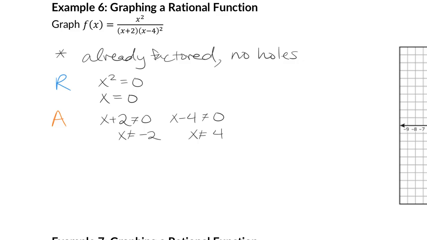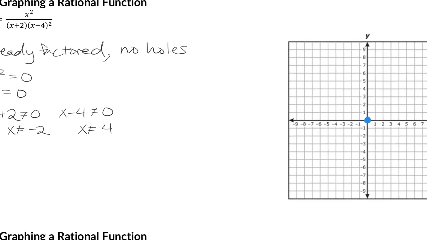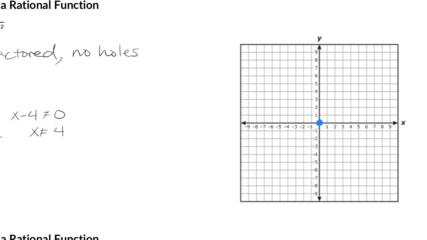So I go to my graph and I'm going to plot two vertical asymptotes. I'm going to plot a vertical asymptote at negative 2 and I'm going to plot a vertical asymptote at 4. For me, this is orange. So here comes the orange one at 4. No touching, no crossing that one. Here's negative 2. No touching, no crossing that one. Negative 2, yes.